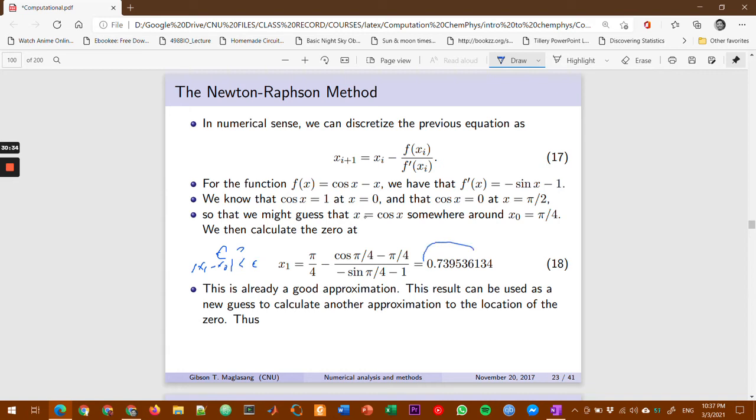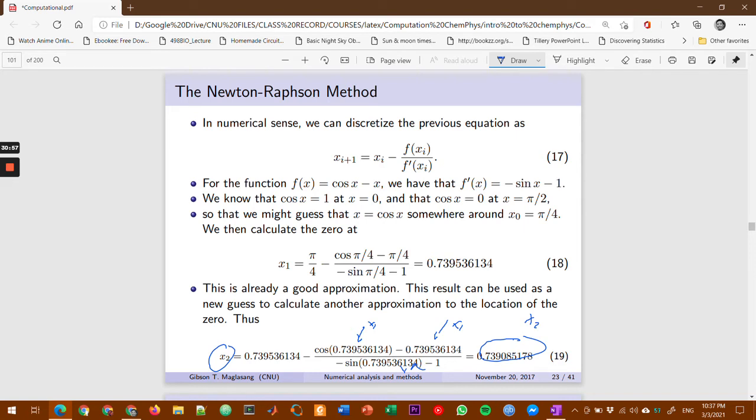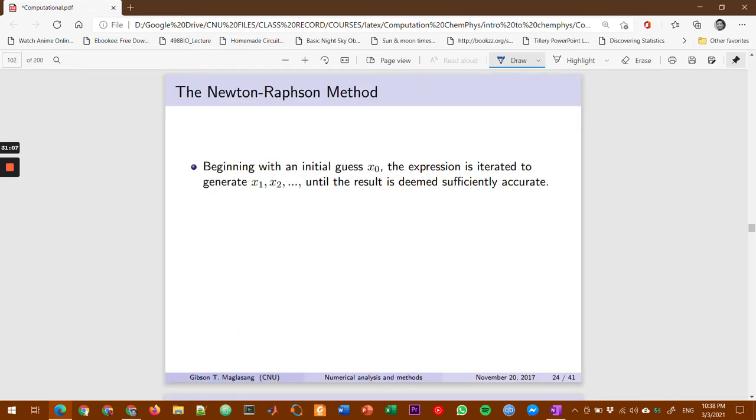This value, this is x1, is what you substitute in the next iteration. That's why you have this. This is x1. This is x1. The result would be x2. So this would now be your new result that you can use as input for the next. So you get x3, x4, and so on and so forth. Okay, so this is the algorithm in Newton-Raphson.